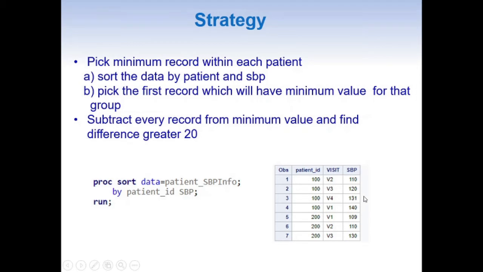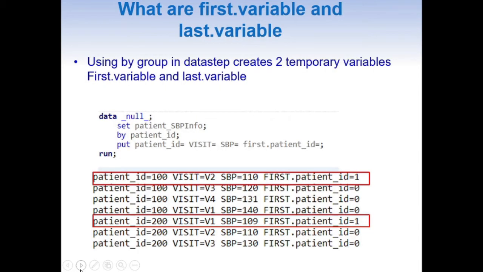First, let us see how we can grab the first observation with respect to a patient underscore ID. This is simple. To understand this, we need to look into another concept, known as first dot variable and last dot variable. What are first dot variable and last dot variable? Using a by group in a data step creates two temporary variables, first dot variable and last dot variable. For the purpose of this topic, we only need to understand first dot variable.